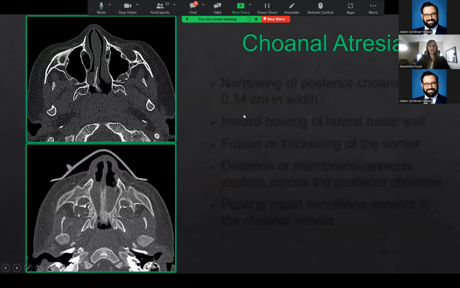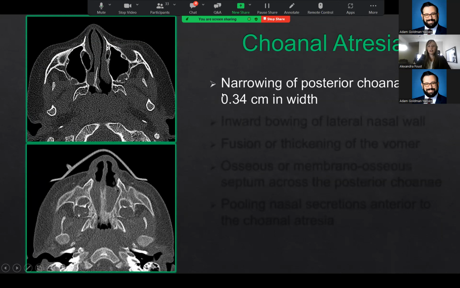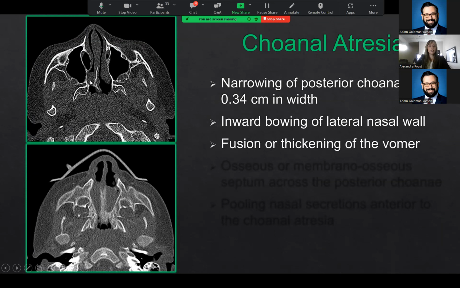So here I have examples of both. We have at the top an example of unilateral choanal atresia, and at the bottom an example of bilateral choanal atresia. Some of the findings you're looking for here is narrowing of the posterior choana, which should be less than 0.34 centimeters in width. You will see inward bowing of the medial aspect of the nasal wall. You'll see thickening of the vomer.